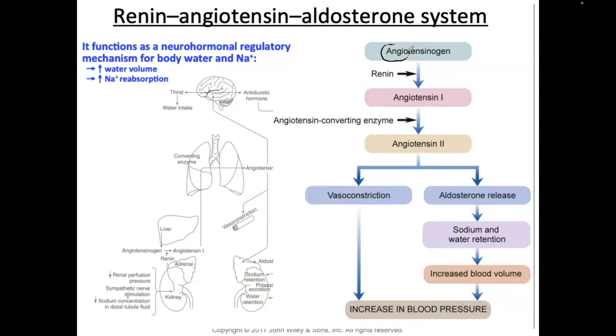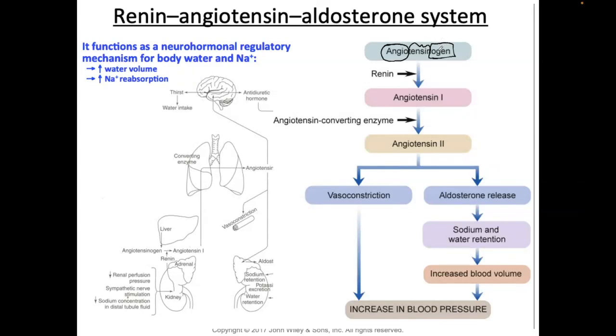We see angio, and what happens if a person is having angioplasty or an angiogram. Angio refers to blood vessels. Tensin sounds like the word tension. And ogin, when we hear the word ogin, it means storage form or the inactive form.